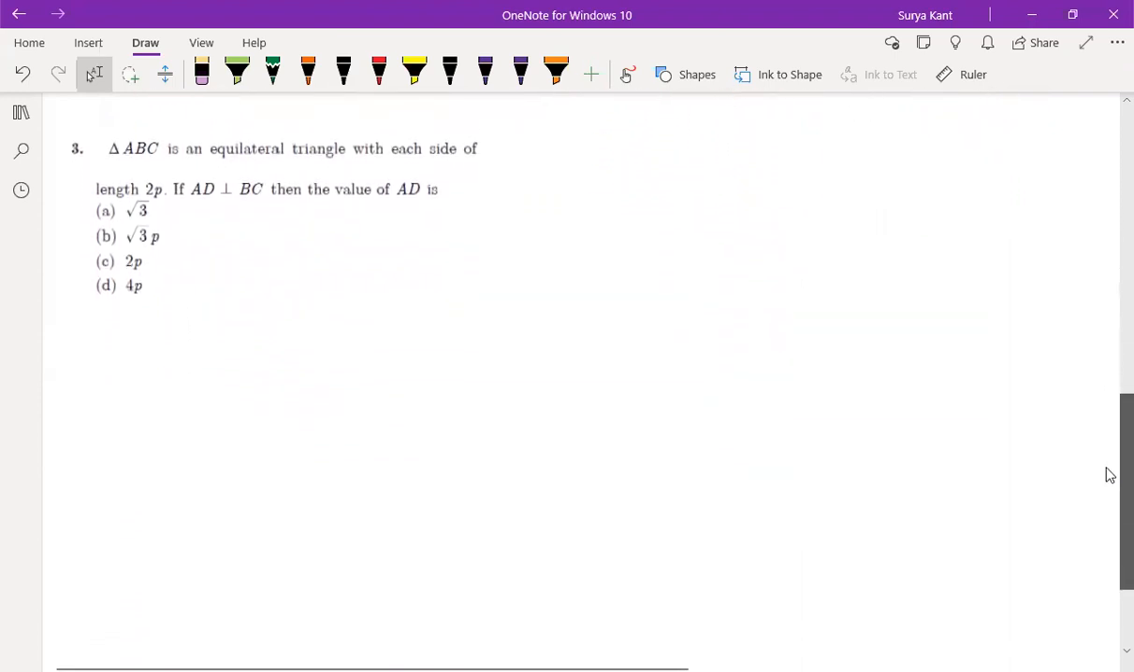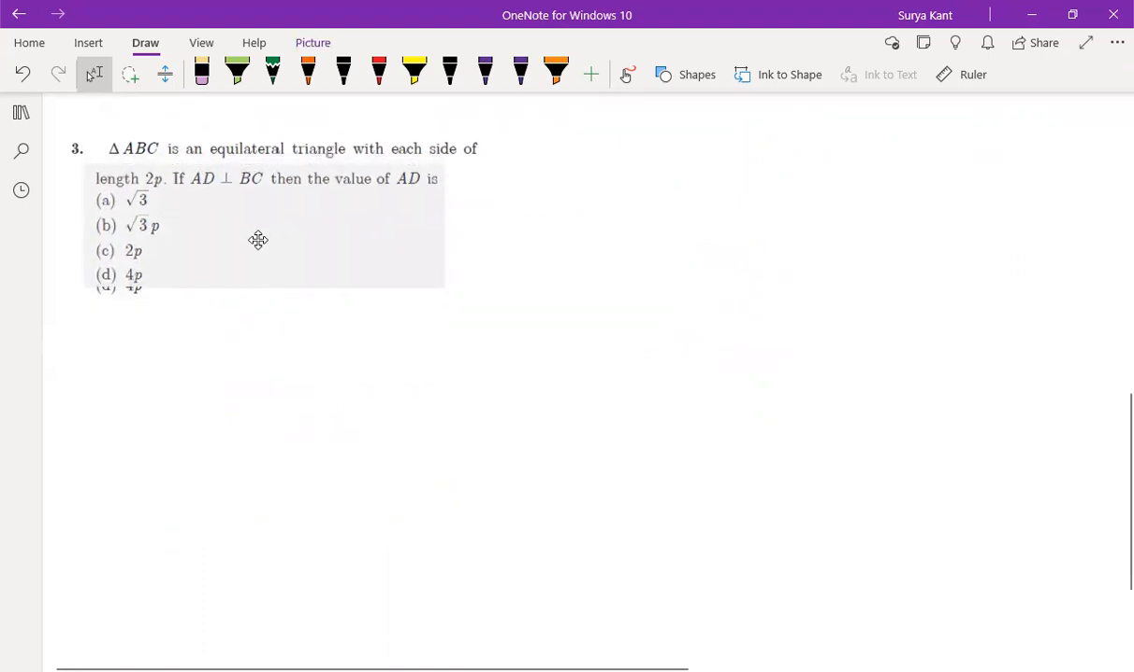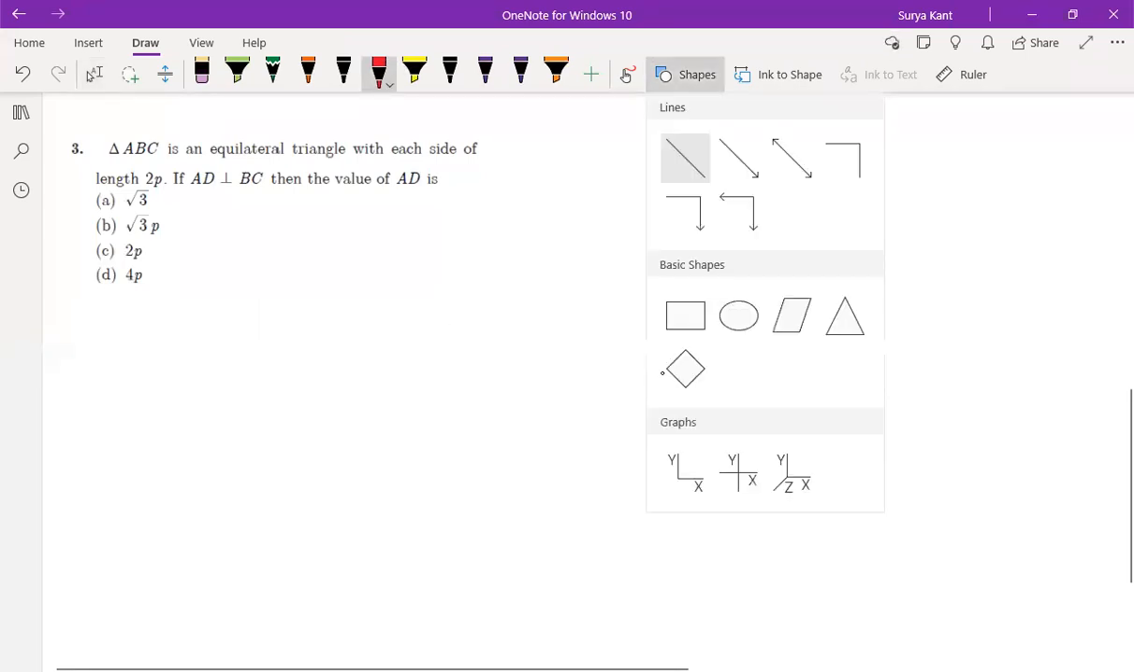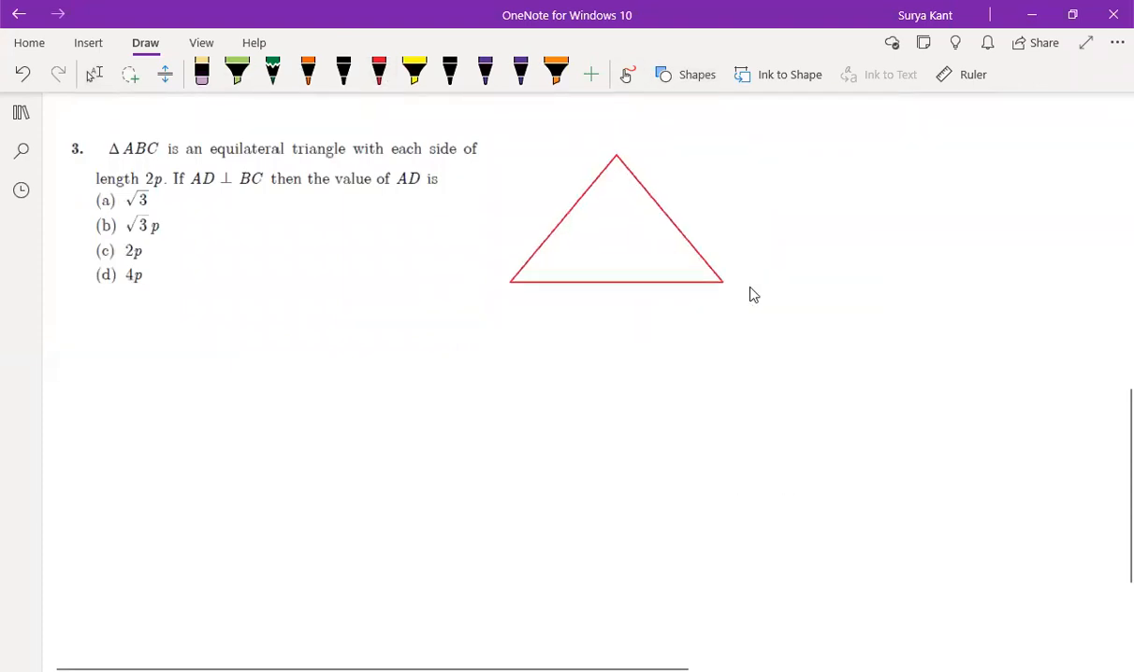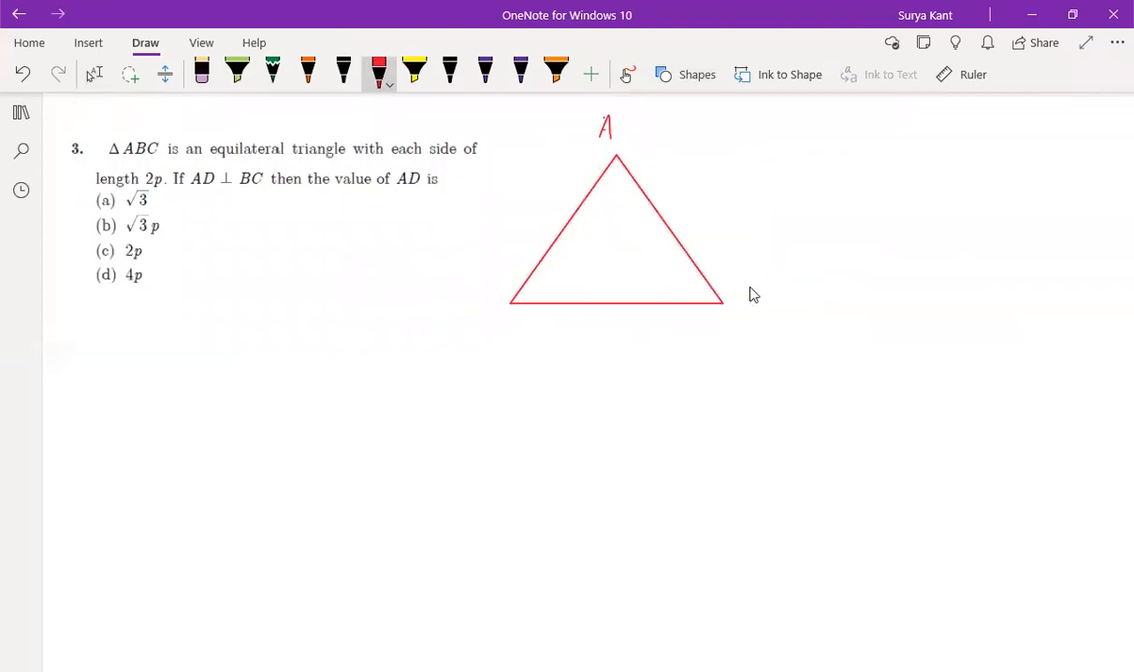So now tell me the answer for this. Hemant, you should tell the answer. ABC is an equilateral triangle. First you draw the equilateral triangle over here. Equilateral triangle ABC. Someone is telling B option, okay. Length 2P, 2P, 2P. AD is perpendicular to BC. The value of AD they are asking.